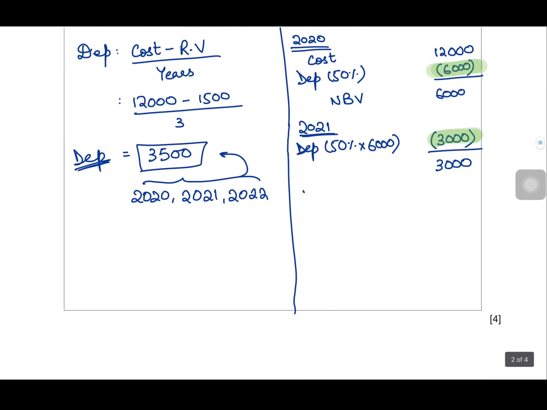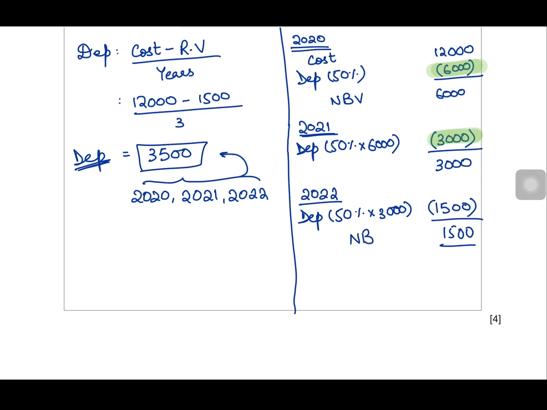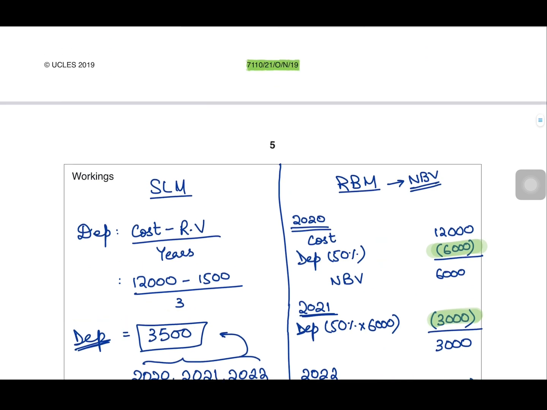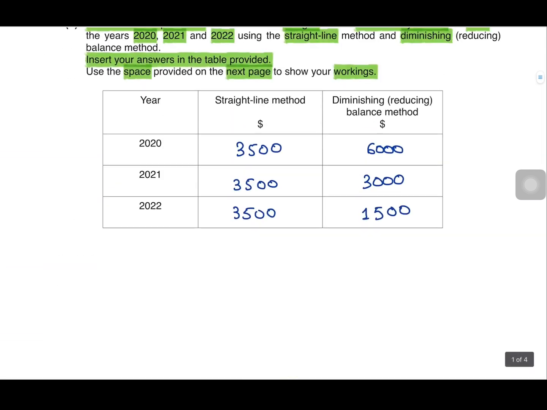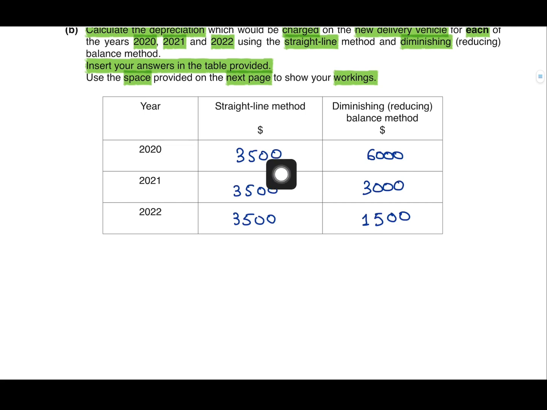And then for the last year, 2022, depreciation again on the net book value. So 50% multiplied by 3,000 would be 1,500 depreciation and 1,500 of net book value as well. So every year it is reducing by how much? By 50%, because this was the rate. Right? Using the straight line method, the depreciation remains the same every year. However, with the reducing balance method, it keeps on decreasing.